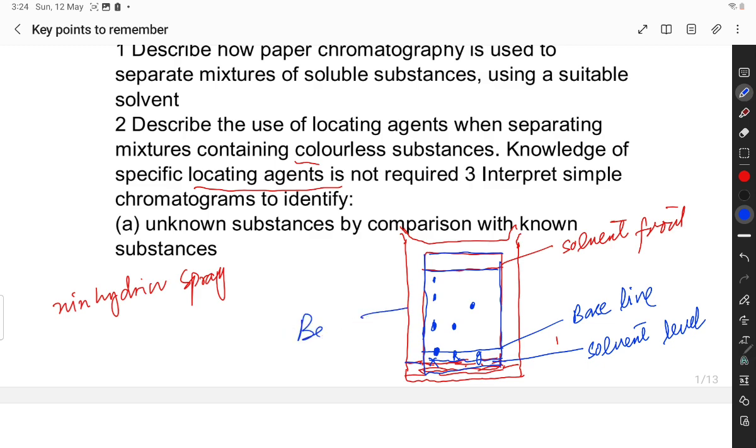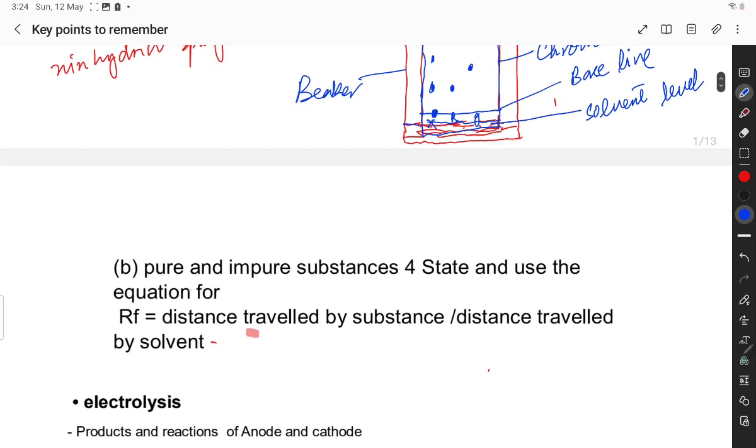Beaker, and this is the lid, and the chromatogram paper, and the process is known as chromatography. Ninhydrin spray is a locating agent, which is not required. Interpret simple chromatograms to identify unknown substances by comparison with known substances, pure and impure substances. Number 4, state and use of the equation Rf.